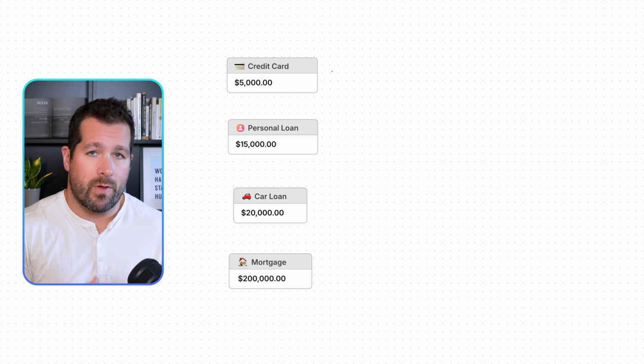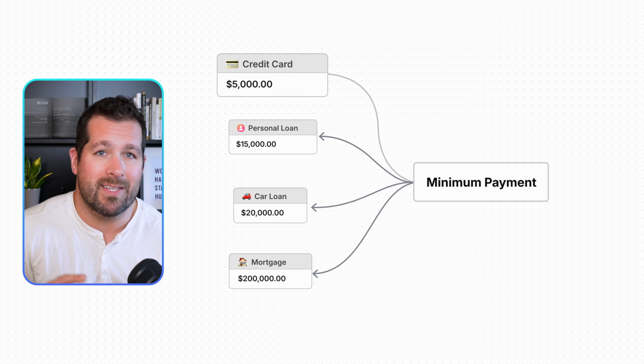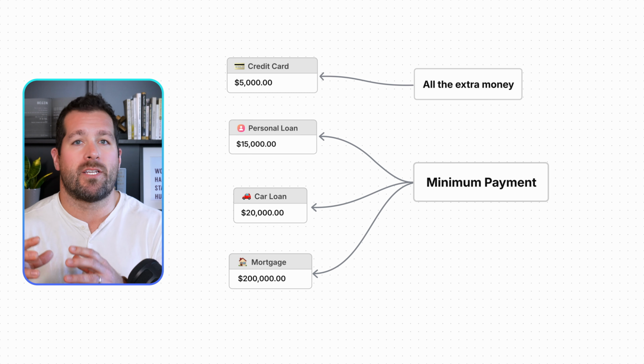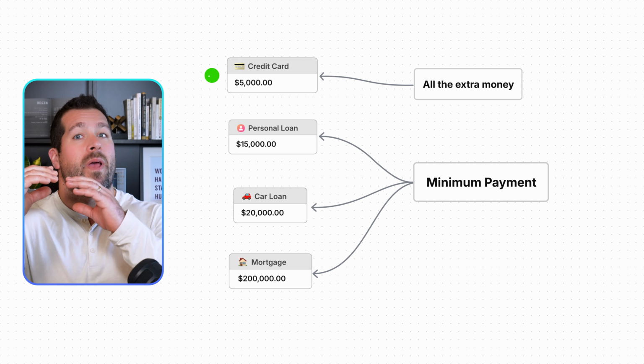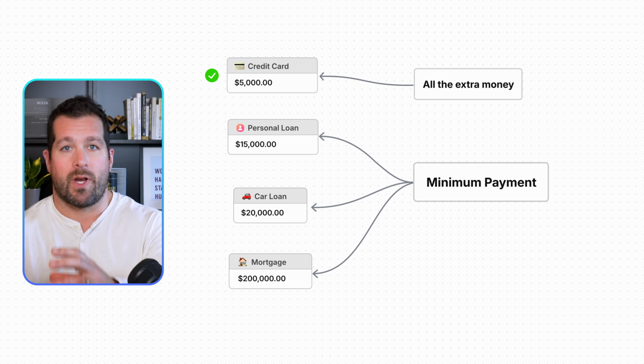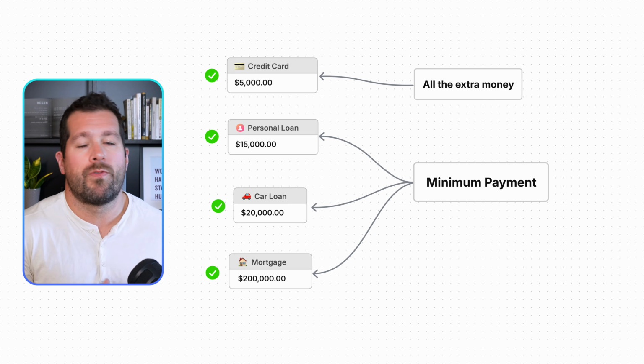And then once you have all those debts listed, you're going to make the minimum payment on every single one of them except for the highest interest rate. You're going to put all of that extra money towards that highest interest rate account. And once it's paid off, all of that extra money is going to flow to the next highest interest rate, and so on and so on. You just repeat that process until all of your debts are paid off.